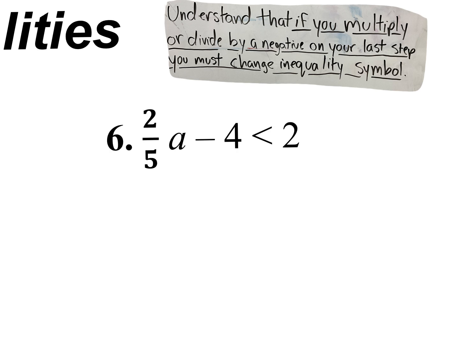Number 6, we want to get a by itself. How do you get rid of this minus 4? I mean, you could get rid of the fraction first, but I would rather get rid of the minus 4 first, right? How do you get rid of that minus 4? You're going to do the opposite, plus 4. And what you do to one side, you do to the other side.